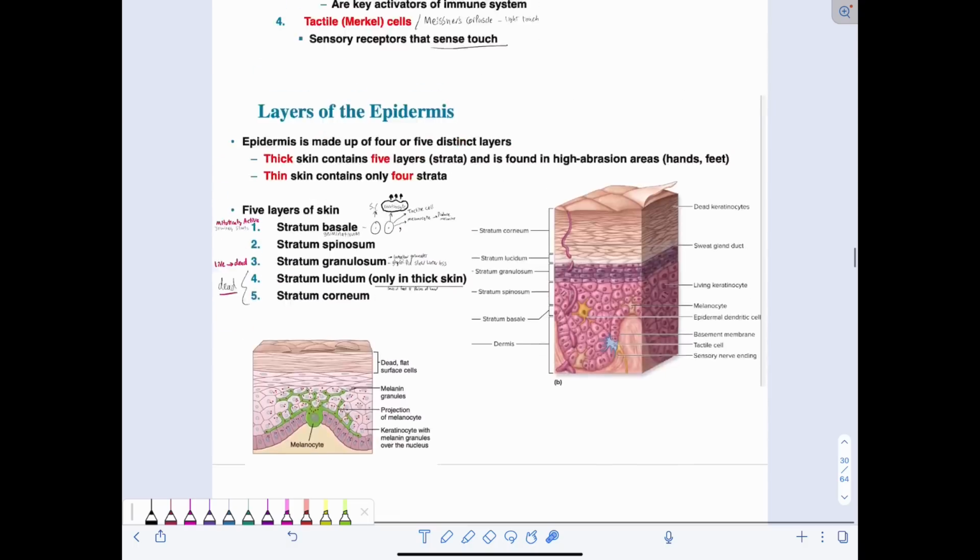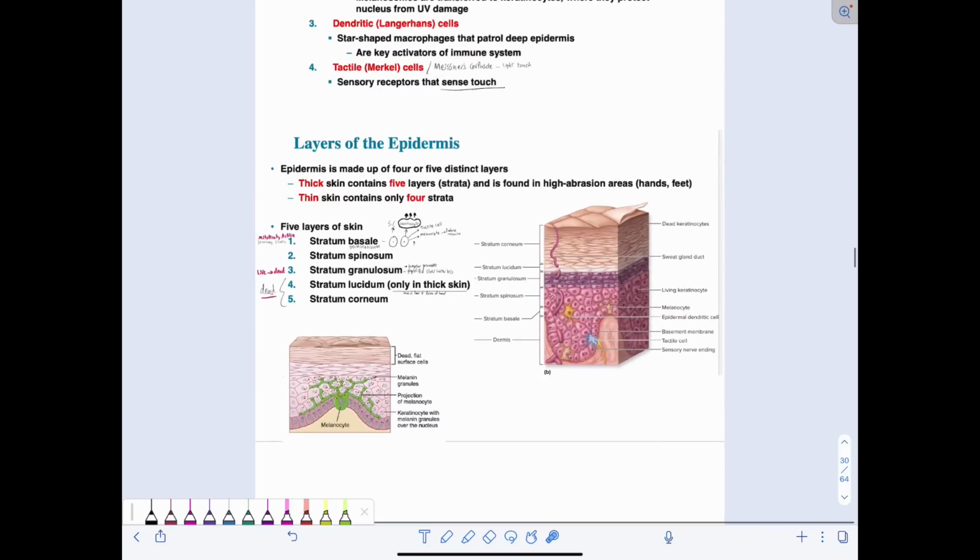Okay, so let's skip this part. Okay, good. Now we talk about epidermis. Understand that there are 4 layers in thin skin and 5 layers in thick skin. Only stratum lucidum is actually in thick skin only, and thick skin is only the soles of the feet and palms of the hands.